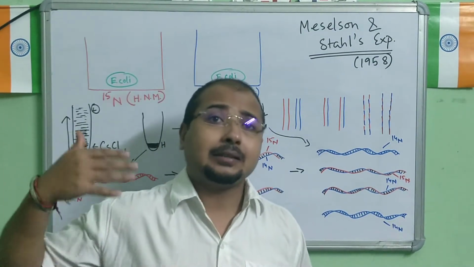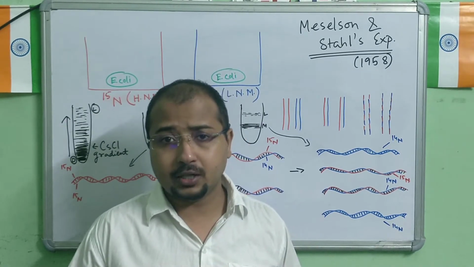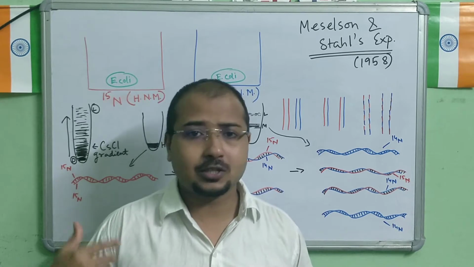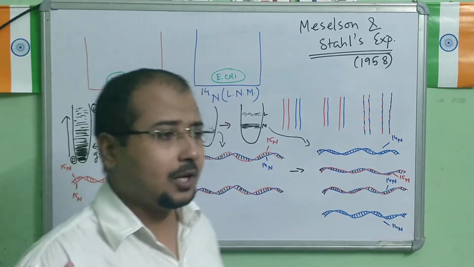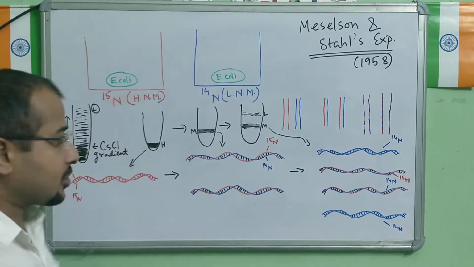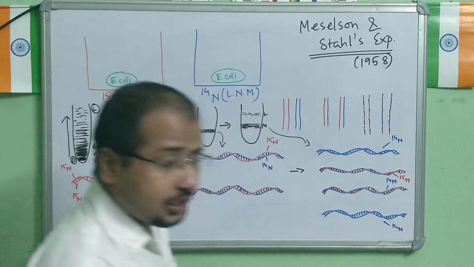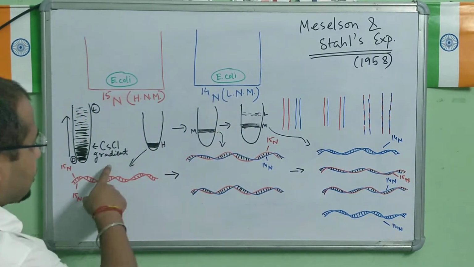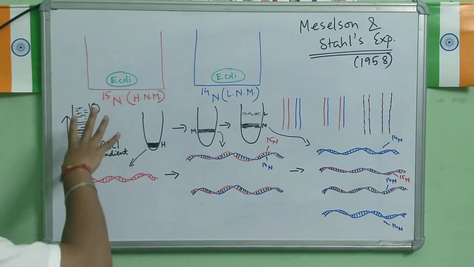During those times, advancement of technology was not there, so methods to separate the DNA were limited. That is why they used a process called, as written here in the book, the cesium chloride concentration gradient process.